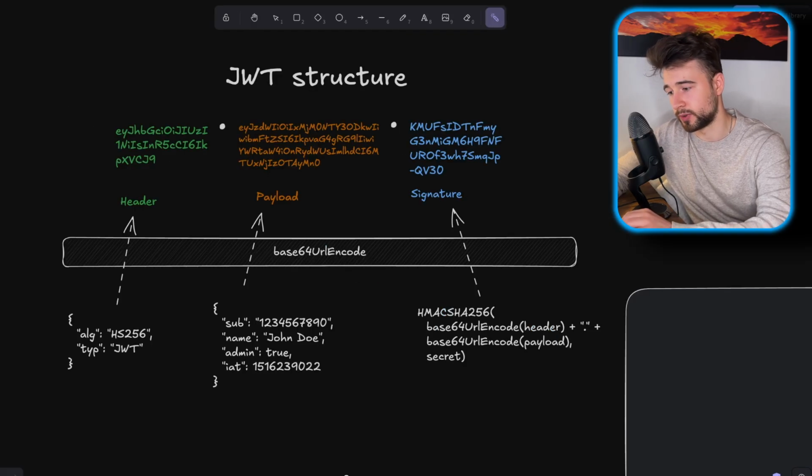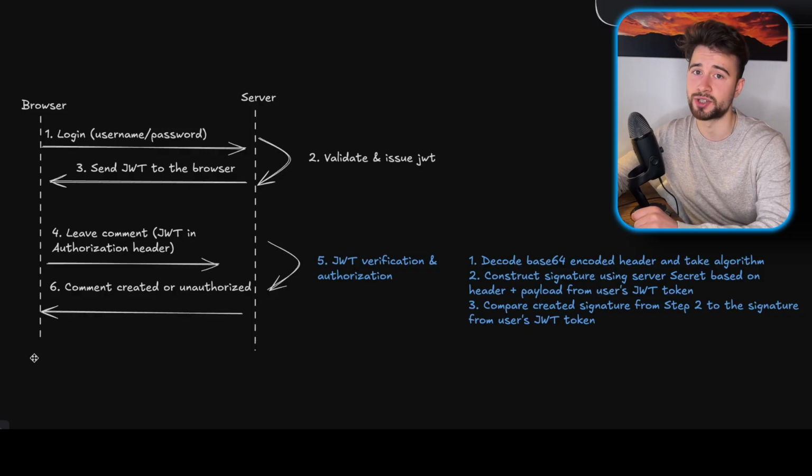Then once the verification is done, our server would check the roles, for example, from the payload. If they have a role that allows the user to leave comments, or a set of permissions or whatever, then the server would authorize this action, or not authorize it. And obviously, if the signatures didn't match, the server wouldn't allow the user to perform that action. In a nutshell, this is the JWT authentication process.